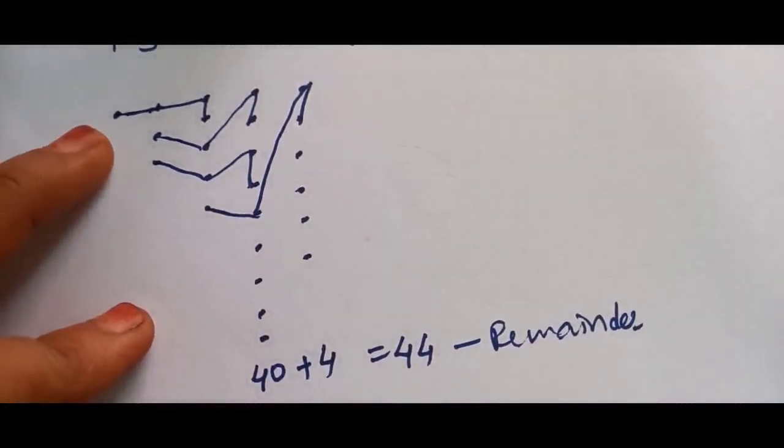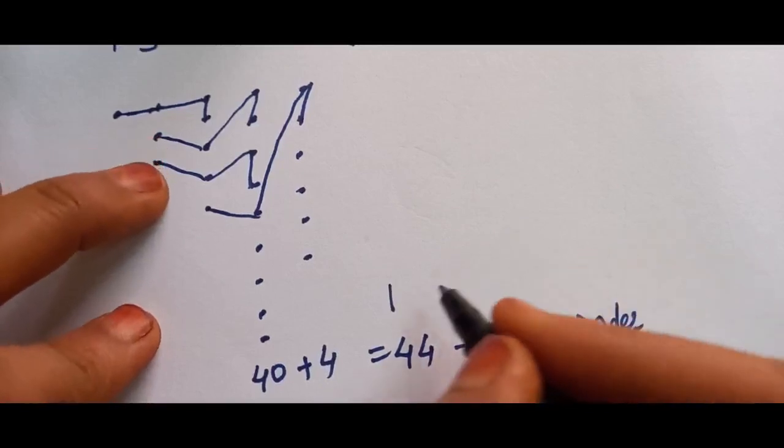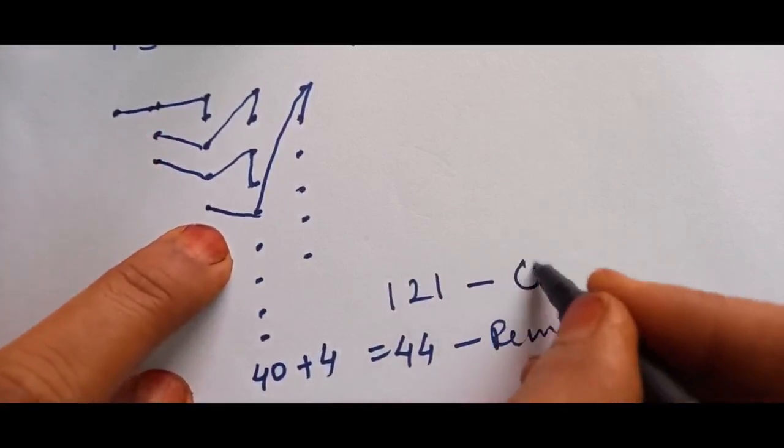So for the quotient, starting points we need to count now. So 1. Next in the second column 2. In the third column 1. So 121 is the quotient.